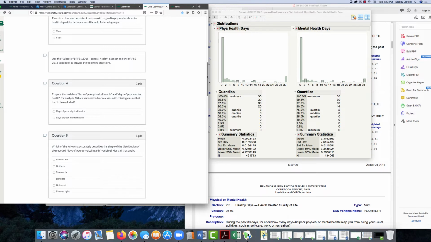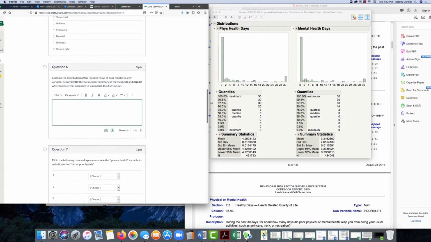So now let's move on and look at question 6. Examine the distribution of days of poor mental health and report either the 5-number summary or the mean and standard deviation and explain why you chose that distribution. If you go back to Module 3 and watch the video on distributions, and also in Module 4, there's a review on the 5-number summary, and we get into more looking at normal distributions, you can see for both of these distributions, they are not symmetric.